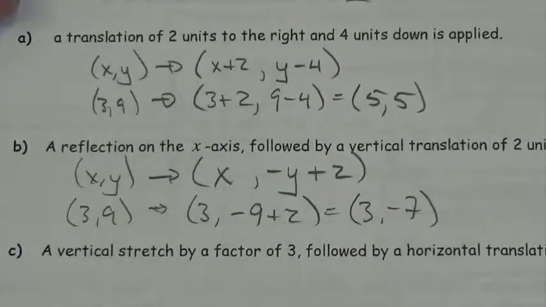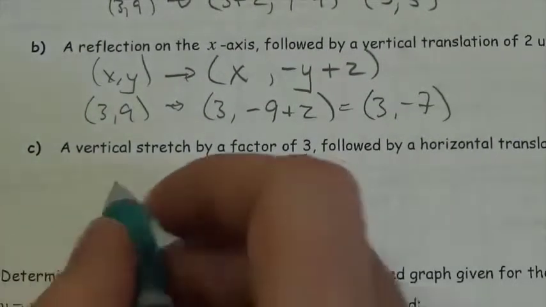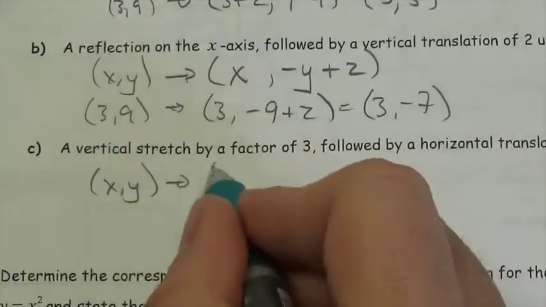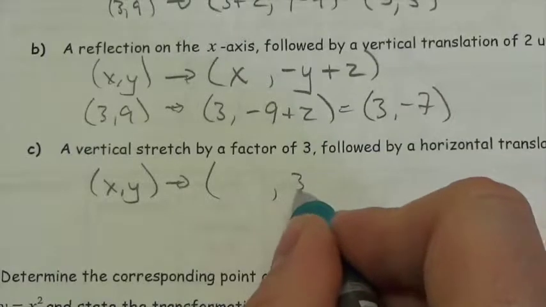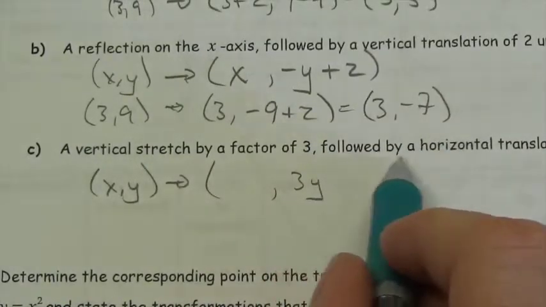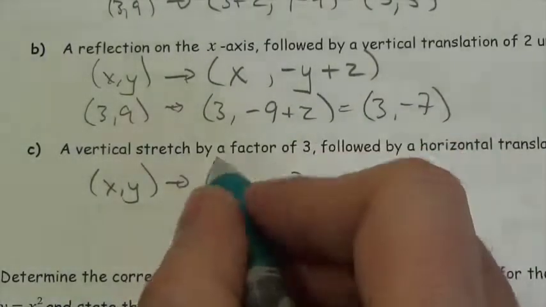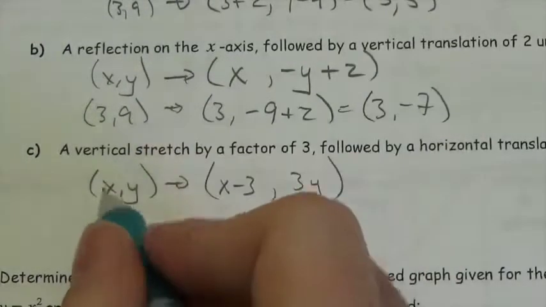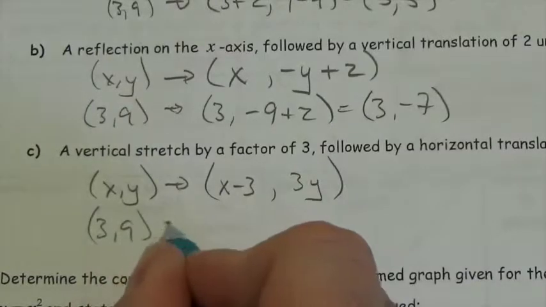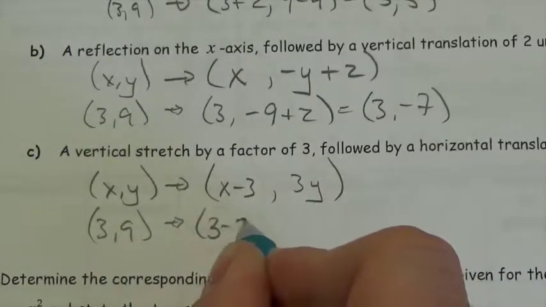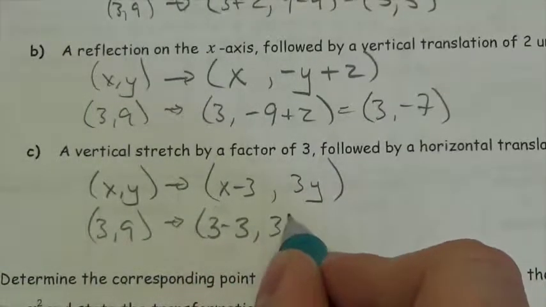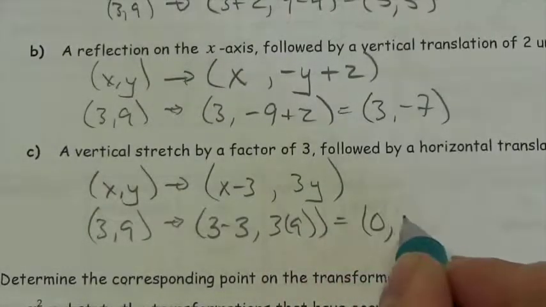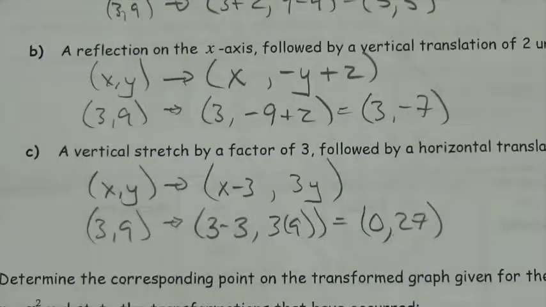Okay? And now let's take a look at another one here. Again, starting with the point x, y, what's going to happen here? A vertical stretch by a factor of 3. So we're going to multiply the y-coordinate by 3, followed by a horizontal translation, 3 to the left. 3 to the left means x minus 3. And so now our point 3, 9 is going to become 3 minus 3, and then 3 times 9. So our result will be the point 0, 27.